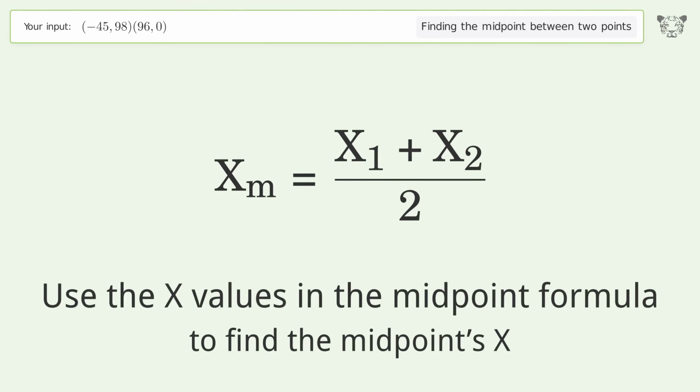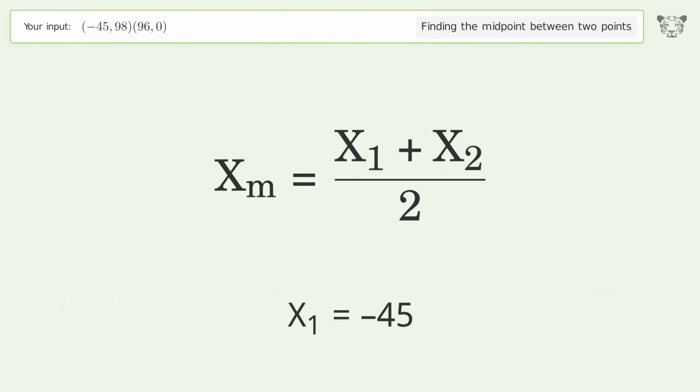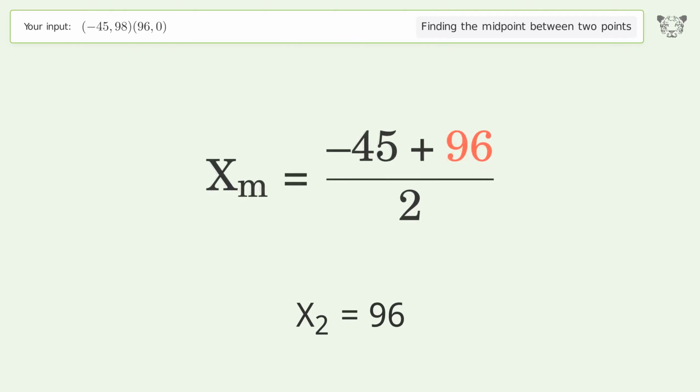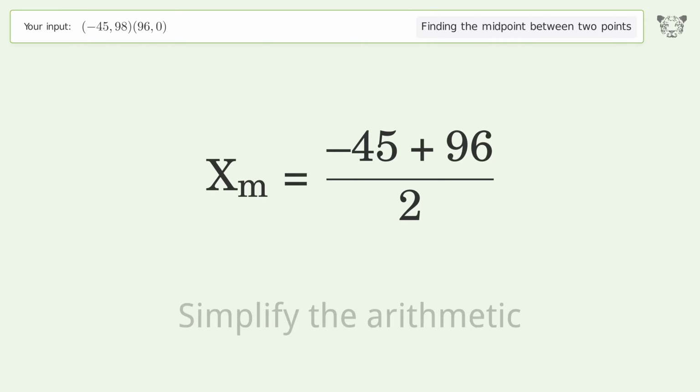Use the x values in the midpoint formula to find the midpoints x. x1 equals -45. x2 equals 96. Simplify the arithmetic.